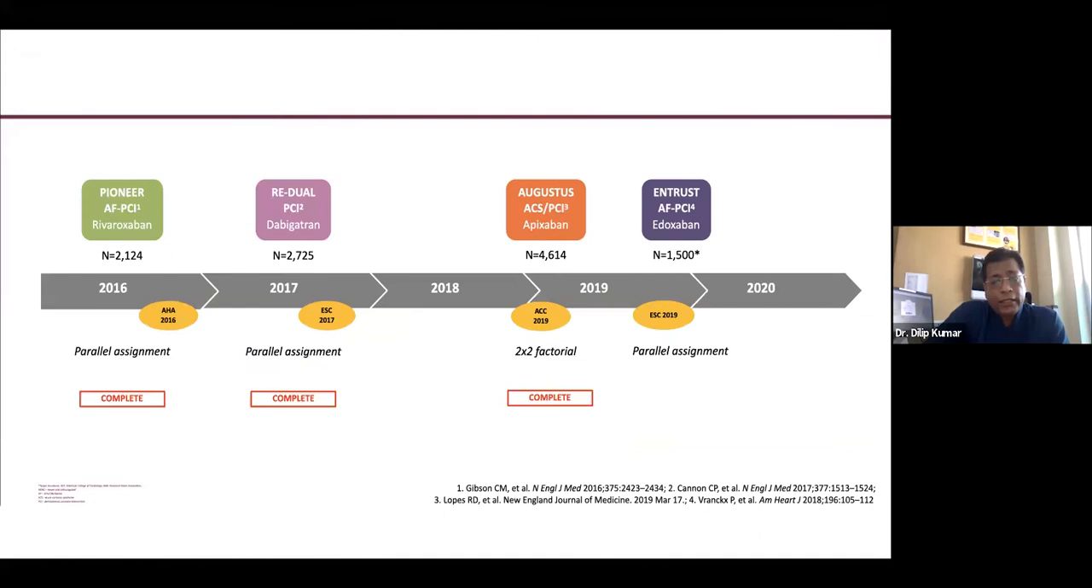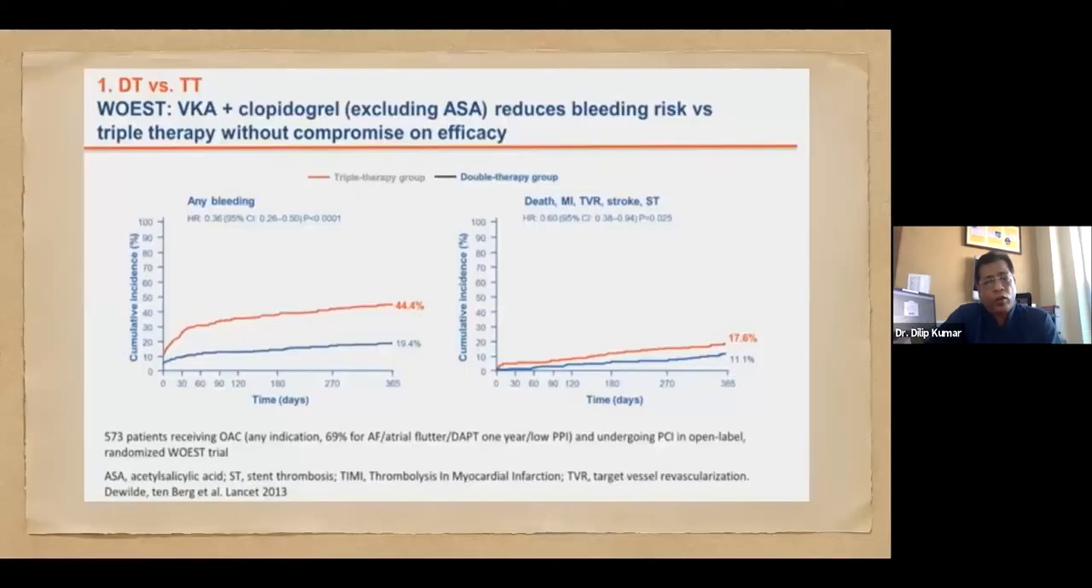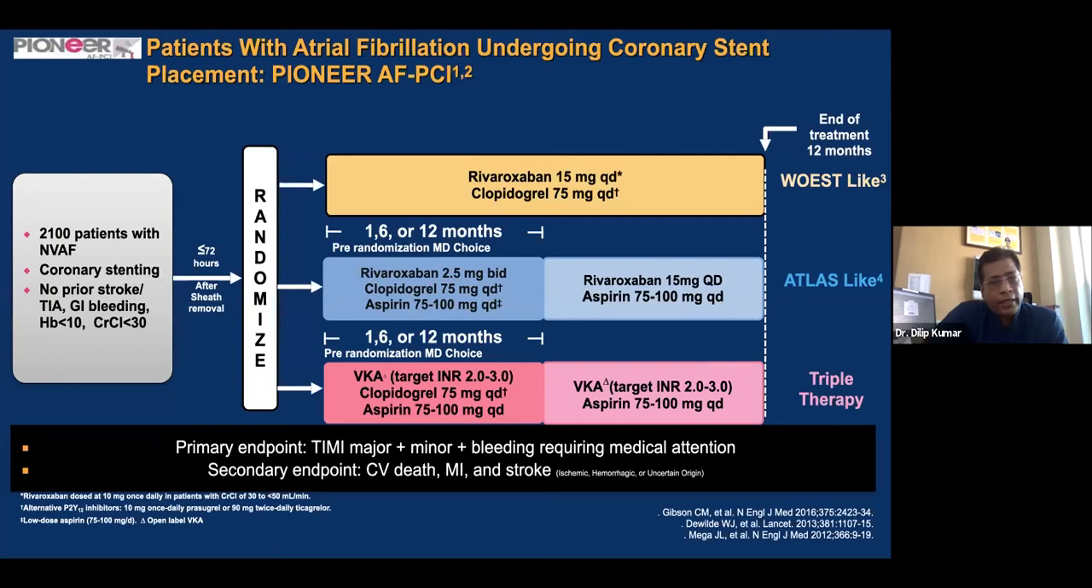The guidelines and clinical practice judgment are all guided by 4 trials which have come in the last decade. Before going to these trials, let me talk about the WOEST trial. Basically, this trial gave us the concept that if we drop aspirin early, it is not going to increase the ischemic events, but it is definitely going to reduce the bleeding events. Although it was a very small trial, with 573 patients, it set the stage for future trials on this concept. Then the PIONEER AF-PCI trial came.